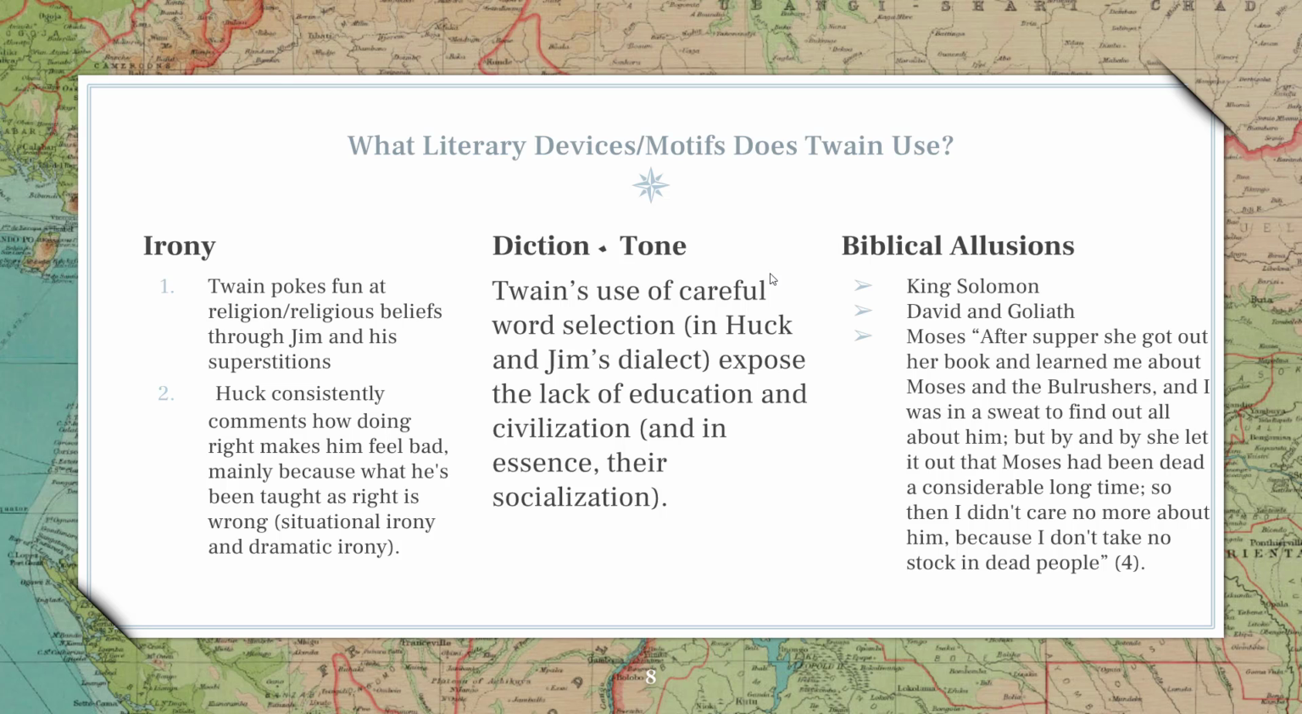When Huck and Miss Watson talk about Moses and how she wanted to talk about her book, the Bible, he doesn't give any stock or care to dead people, because if they're not alive, what lessons do they have to teach us? Which is kind of a funny story, and I'll tell you a story about Caleb and that situation later on. But anyway, this is an example of how biblical allusions and Huck help develop this idea of religion and hypocrisy in Mark Twain's Huckleberry Finn.